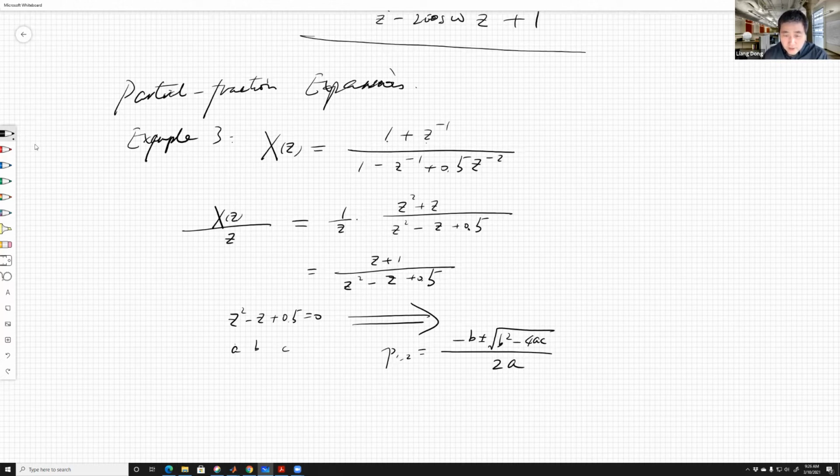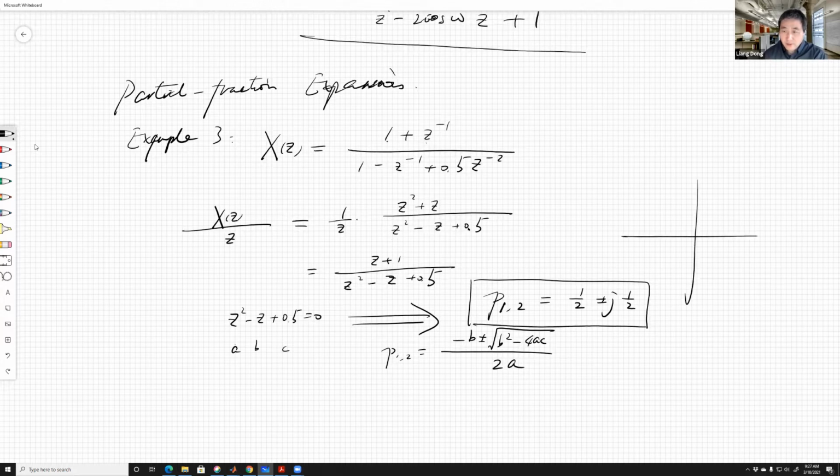Therefore, using this formula, we find that p1,2 is equal to 1 over 2, plus or minus j 1 over 2. So these are the 2 poles. They are a complex conjugate pair, complex numbers.